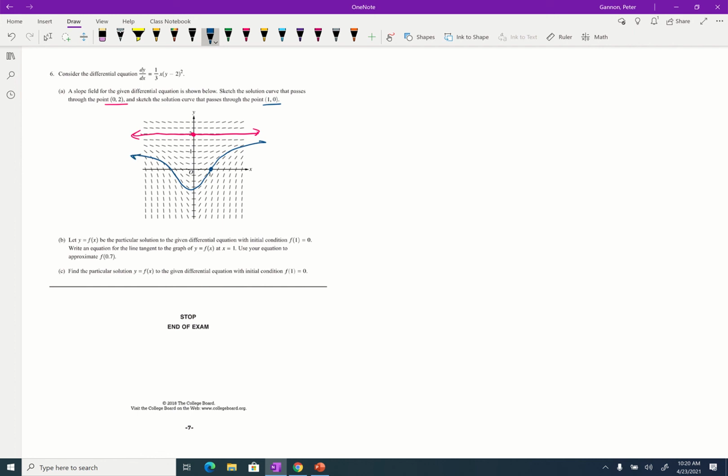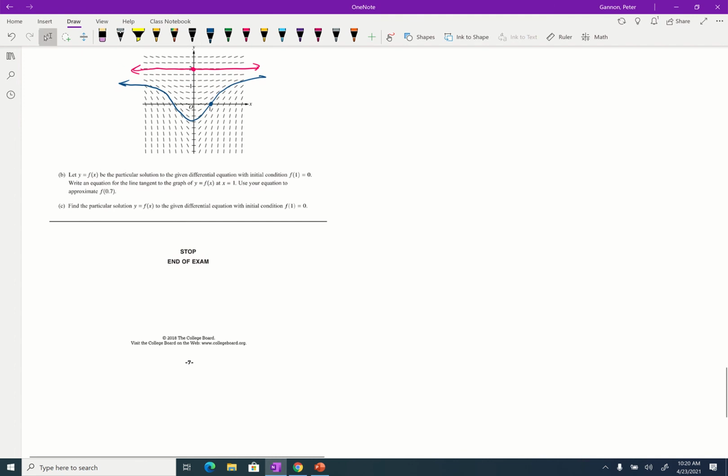And it's going to look something similar to that. So find the point that they want, and then you just have to try to follow the given slopes as best you can. Okay.